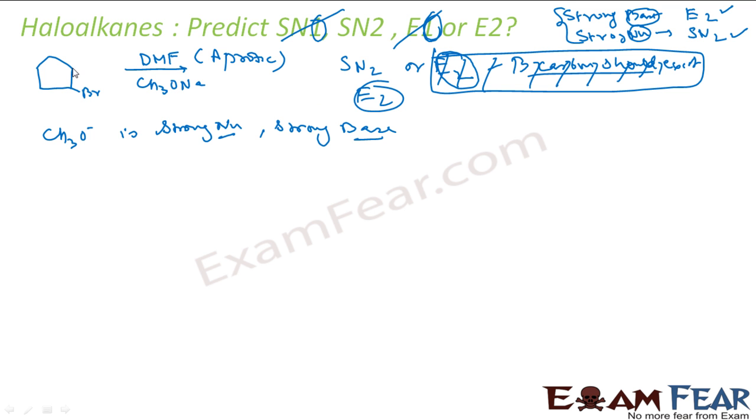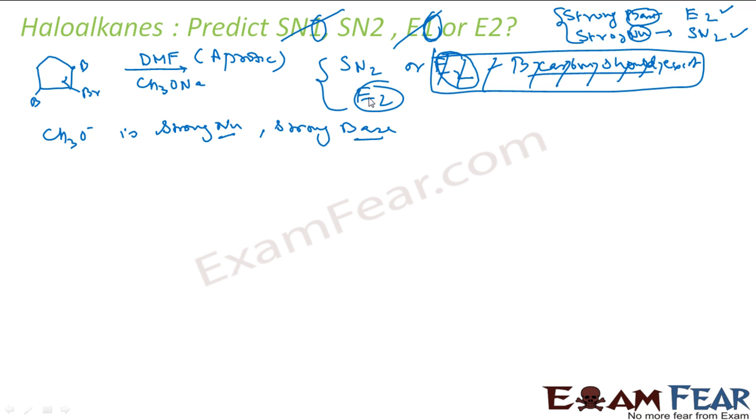But actually in this case the beta carbon is there. This is my alpha carbon, so I have a beta carbon here and a beta carbon here. There are two beta carbons. So that is true in this case, but I don't think it is a very critical scenario because we have seen alpha dehydrohalogenation also. So let's suppose this is my case. With this we conclude that both SN2 and E2 are possible.